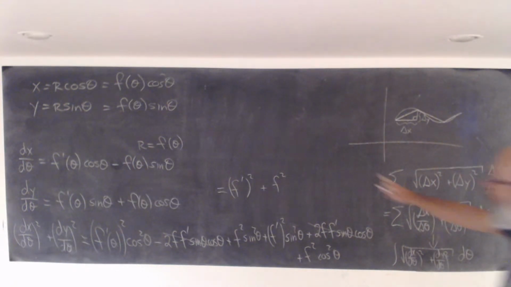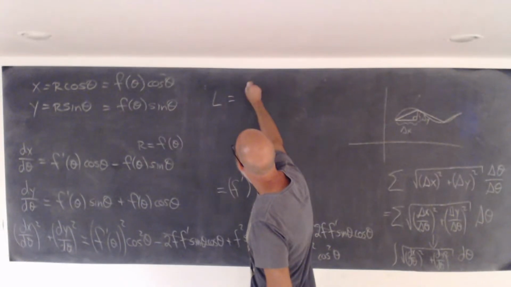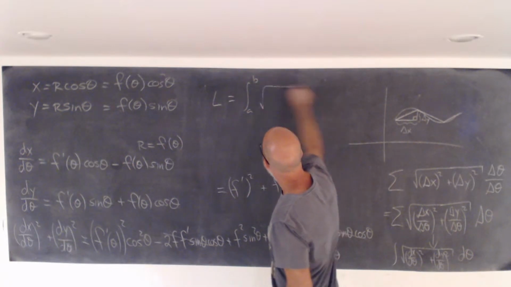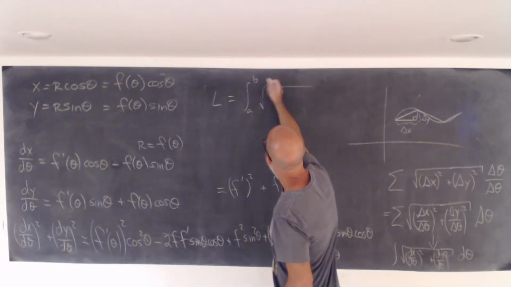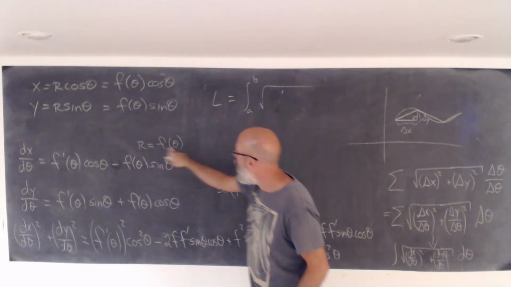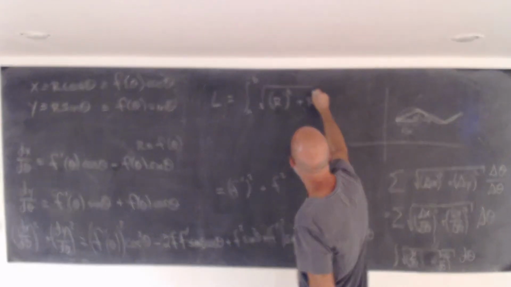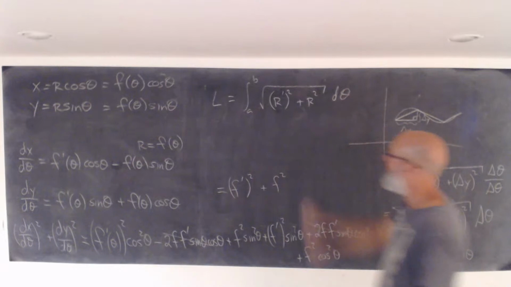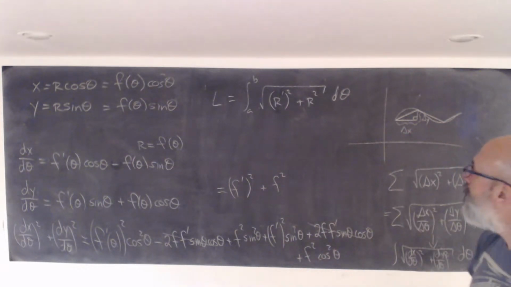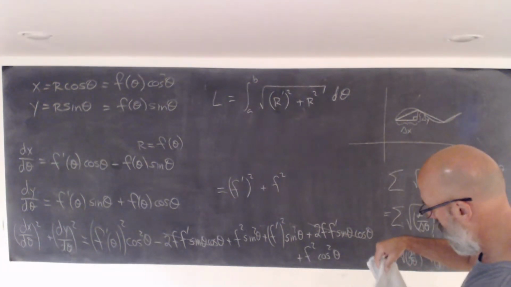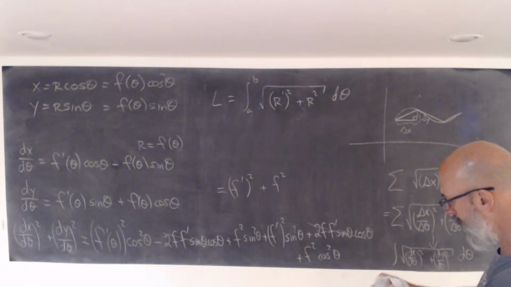There it is. So the arc length formula becomes the integral from a to b of the square root of f prime, or f is really your r, so it's r prime squared plus r squared, d theta. Let's take an example for fun. Questions before we do that?